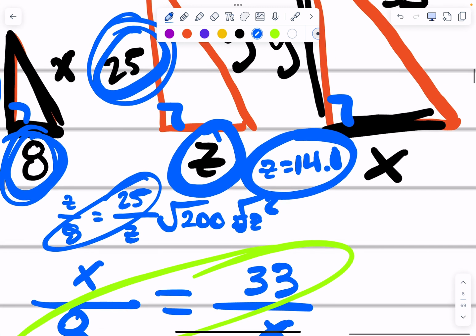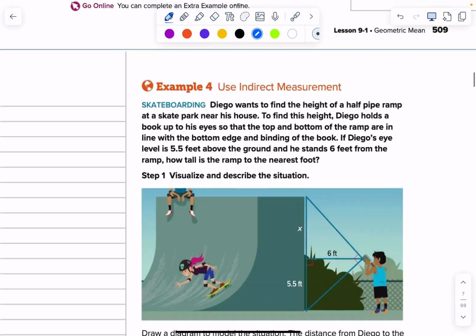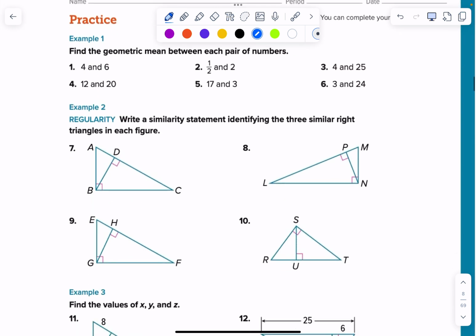Do we see how this works? Geometric means, lots of them. All right. Is that it? So don't make us do that. All right, we'll skip him.